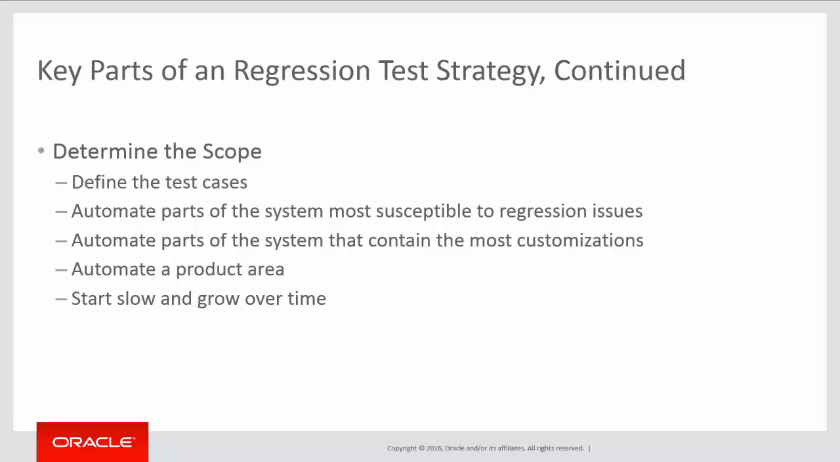The fourth approach is to automate the entire product area. For instance, benefits, enrollment, or expenses. An entire area could be automated. Now when a change is applied to your system, automation can be run and entire products can be checked and said to have passed. The best advice for someone starting an automated test strategy is to start slowly and grow over time. Focus on your areas susceptible to regression issues, areas of the system that are heavily customized, and set your strategy so that over time the scope will grow to meet your needs.